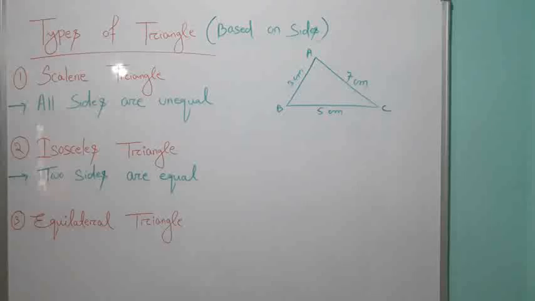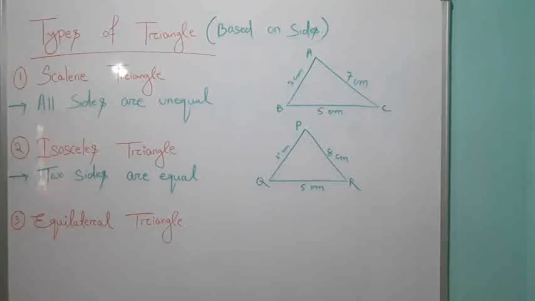Let us take an example. This is triangle PQR whose sides are PQ, QR and PR. PQ is 5 cm, QR is 5 cm but PR is 8 cm. Here two sides are equal, that is PQ and QR, whose measurement is 5 cm. So PQR triangle is an isosceles triangle.